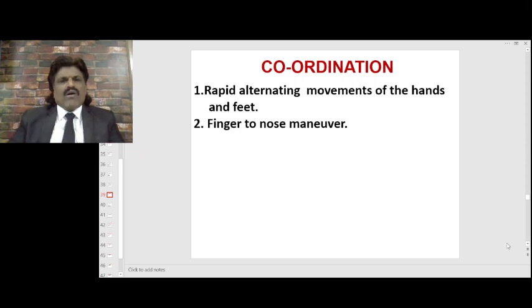Coordination: the rapid alternating movements of the hands and fingers. When agonists contract, antagonists have to relax. For example, when I lift the dumbbells, the agonist biceps contracts, but the antagonist triceps has to relax. This is known as Sherrington's law of reciprocal innervation. Only if this happens can we perform our activities normally.